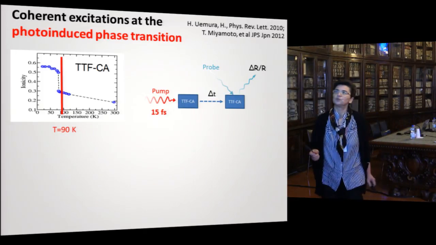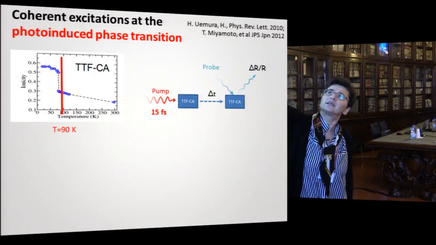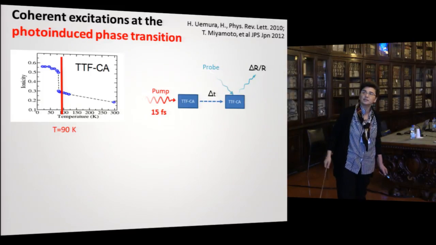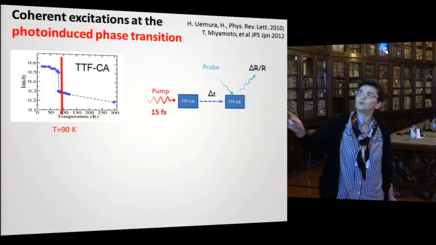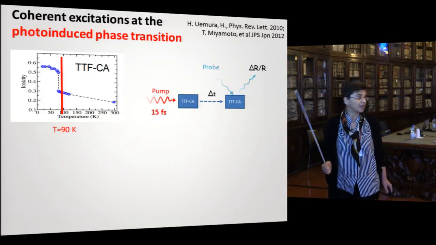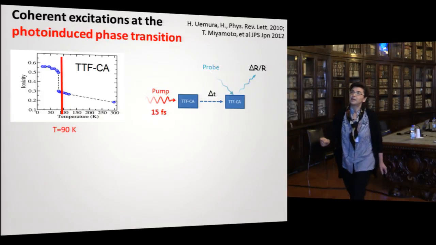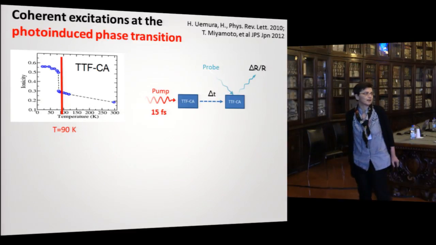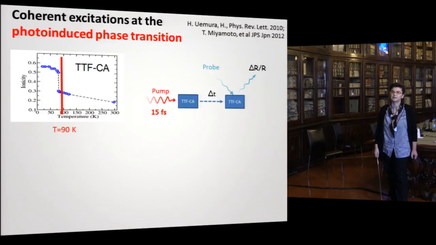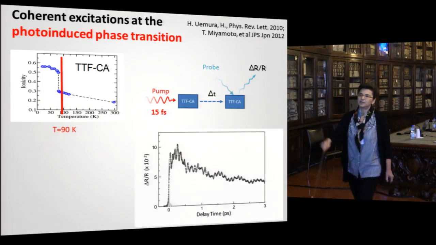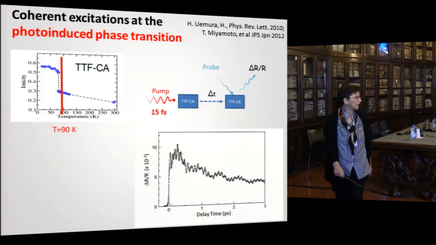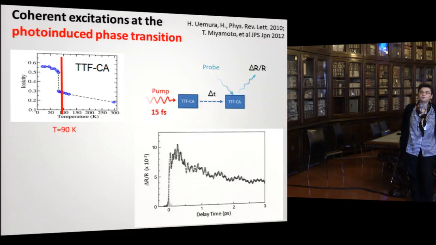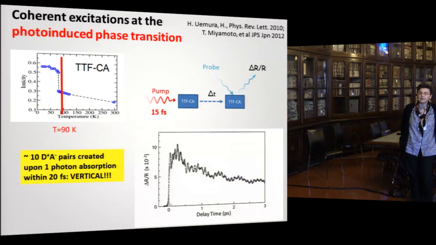What they do is use TTF chloranil at this temperature, very close to the phase transition where metastable states are present. They use an ultra-fast pump, 15 femtoseconds, extremely fast, then go with the probe and measure the variation in the reflectivity, so optical properties, optical spectra. And what they get again is this oscillating signal. They are extremely clever, and they can extract a lot of information from experimental data.